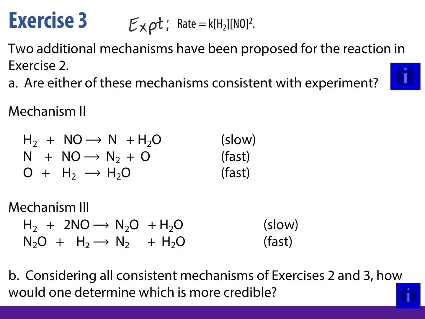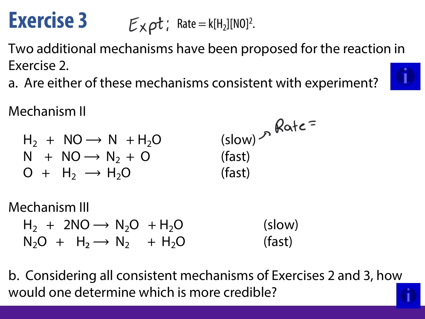Okay, the next part of this exercise, take a minute to look at these. Okay, the solution. Are either of these mechanisms consistent with experiment? So mechanism number 2 has this slow step. In this case, again, I could always do the step of adding all the equations up. I should always do that. In this case, though, if there's any problem with the mechanism, I can invalidate it.